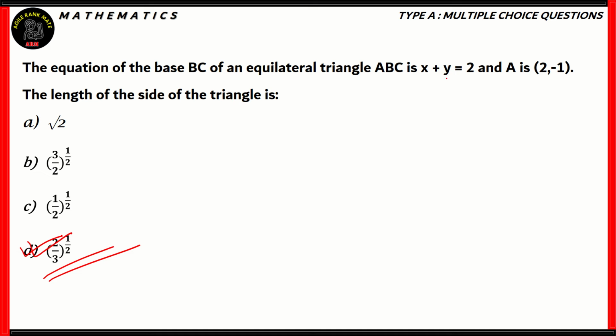So the idea here is to use the equation of the line. First prove that A is the vertex for the equilateral triangle, and then use that point and the line to find the height of the triangle, and then we use the formula root 3 by 2 a equals height, and we substitute the calculated height in order to get the side of the triangle. So the length of the side of the triangle is (2/3) raised to 1 by 2.